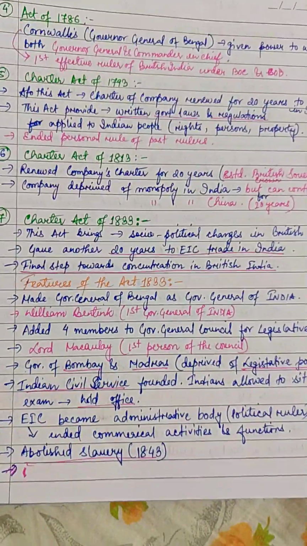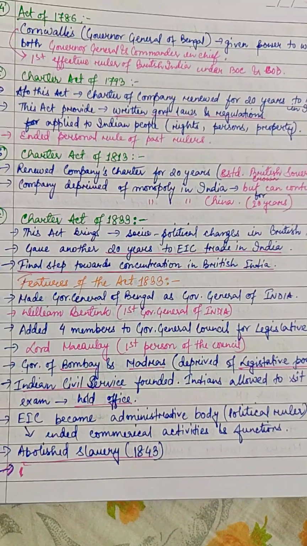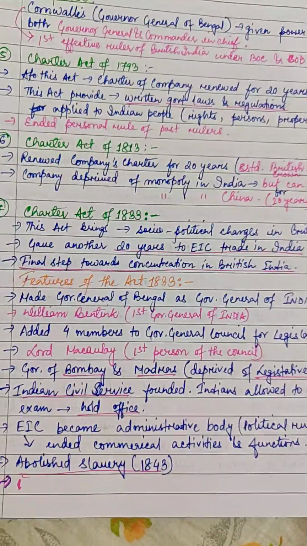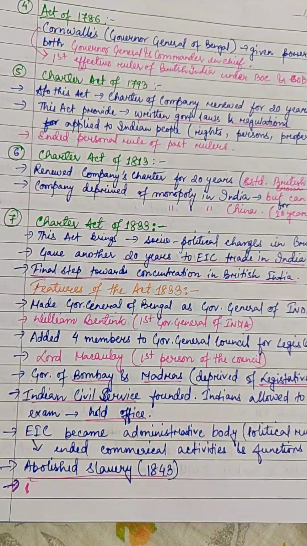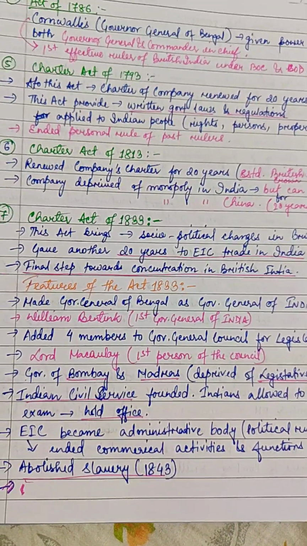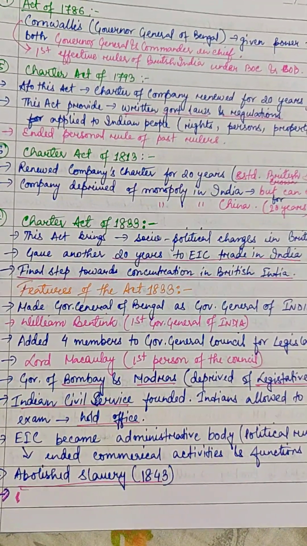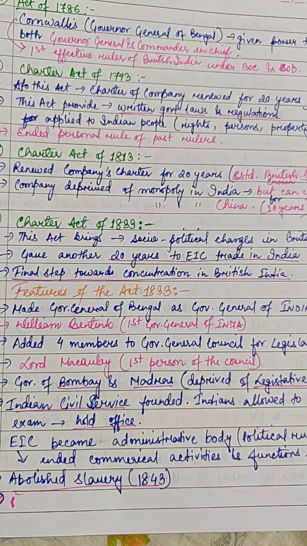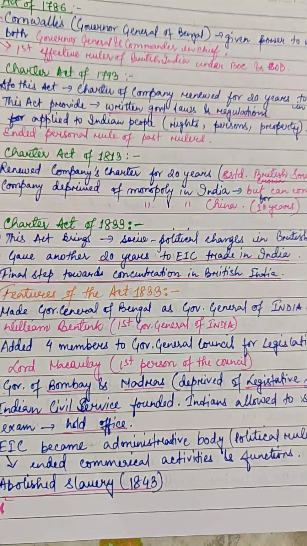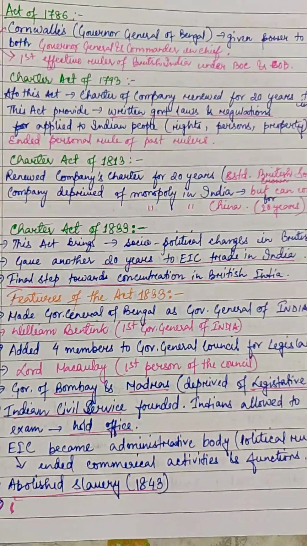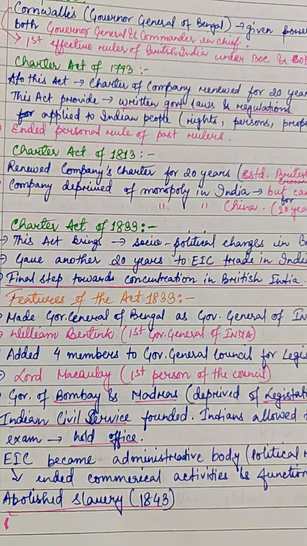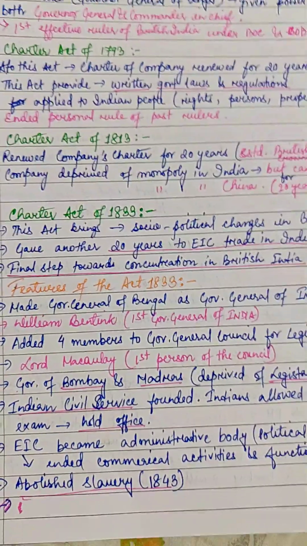Then the East India Company became an administrative body and ended its commercial activities and functions. So the East India Company had now become only the political ruler. No more was it a business company doing trade in India. They fully became the political rulers governing the administrative body.